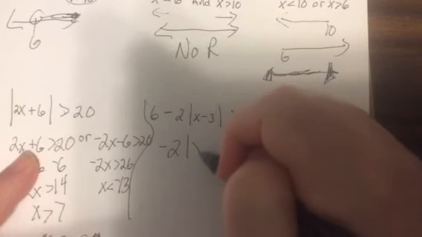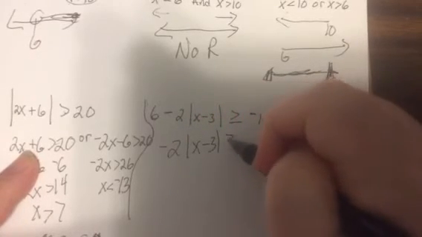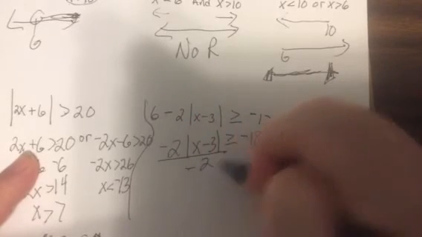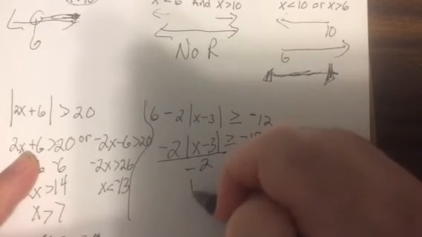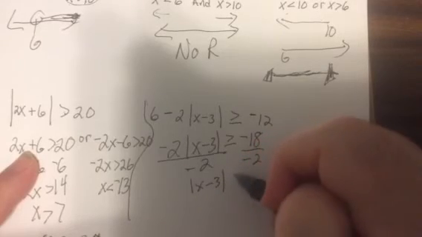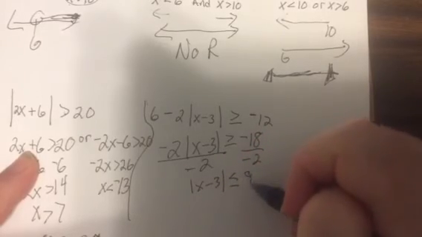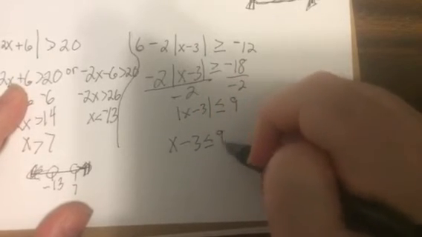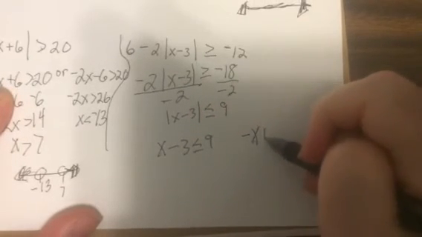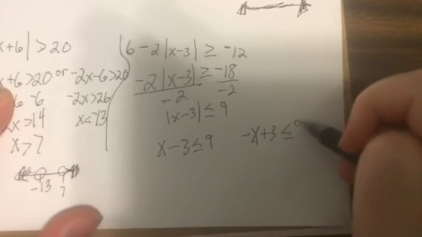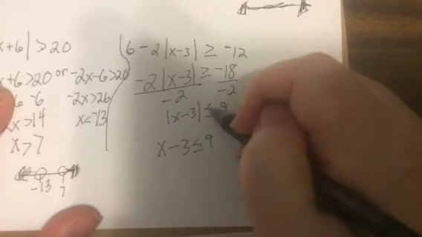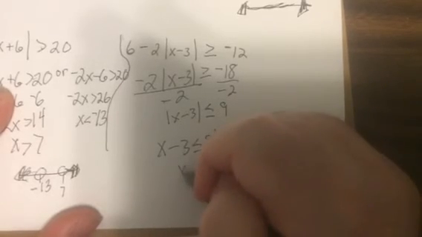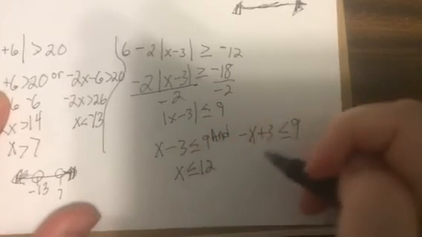We'd have negative 2 absolute value of x minus 3 is greater than or equal to negative 18. Then divide by negative 2. Get it by itself. Now notice since we divided by a negative, you switch the inequality. So to solve it, x minus 3 is less than or equal to 9. The opposite, and since we switch the sign, this is less than, so it's an and. So x is less than or equal to 12.